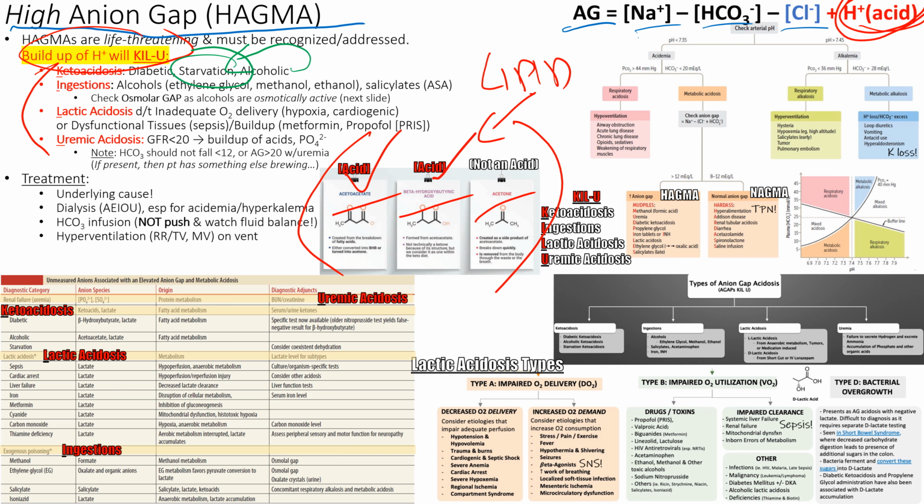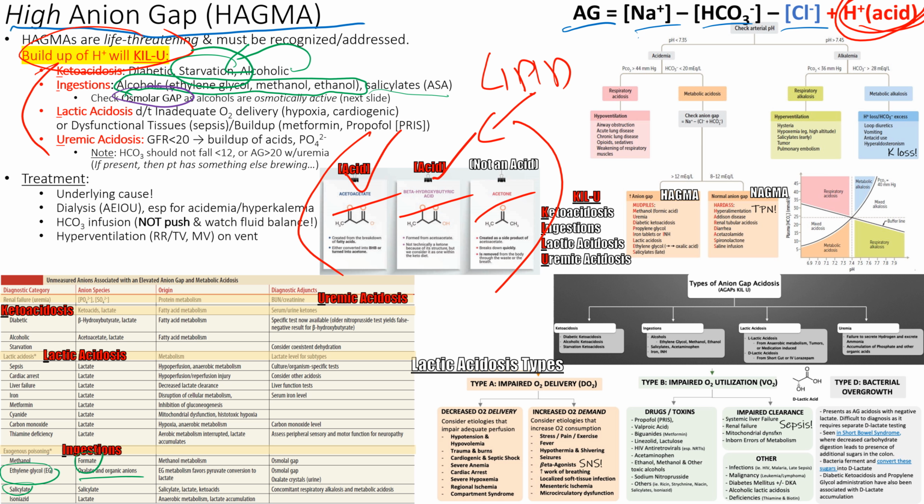Okay, ingestions. We'll talk a lot more about alcohols in the coming slides. Alcohols themselves get converted into all kinds of different acids. Methanol makes formic acid. Ethylene glycol makes oxalic acid. Salicylates, such as aspirin ingestion, also cause a rise in acid generation. And when we talk about our alcohols, we'll talk about something not called an anion gap, but an osmolar gap. It'll tell us if someone has ingested alcohols or not.